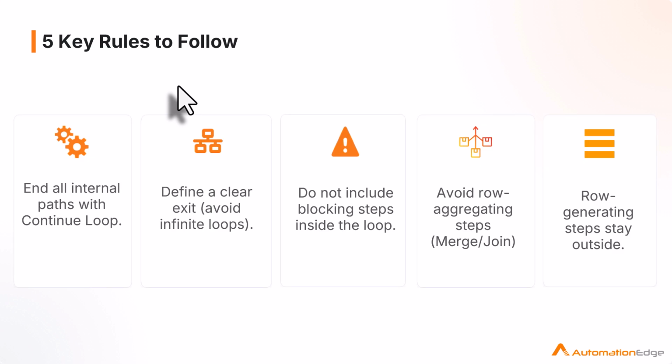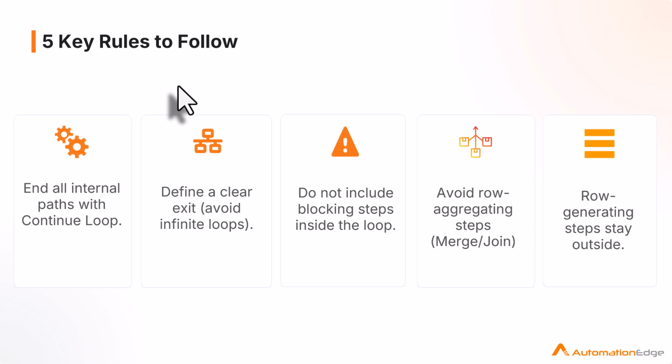Rule 1. If your loop contains a switch case or error path, every path inside the loop must end with a continue loop step. Rule 2. Infinite loops will not be prevented automatically. You are responsible for defining a clear exit. Rule 3. Do not include blocking steps inside the loop. Rule 4. Steps that need all rows before executing, like merge, join, or join rows, are not allowed inside the loop. Rule 5. Row-generating steps like Excel input must stay outside the loop. Follow these 5 rules and your web loop table workflows will run smoothly.